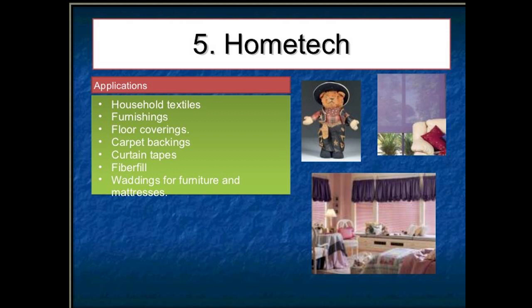So the main applications of home tech are like mattress and pillow components, fiber fills, carpet backings, cloths and stuffed toys and blinds, venetian blinds, and then filters that we are using in the household activities, a kind of filters, HVAC filters, and filters that we can see in the vacuum cleaners. So everything comes under the home tech category, and it is both woven and non-woven materials.